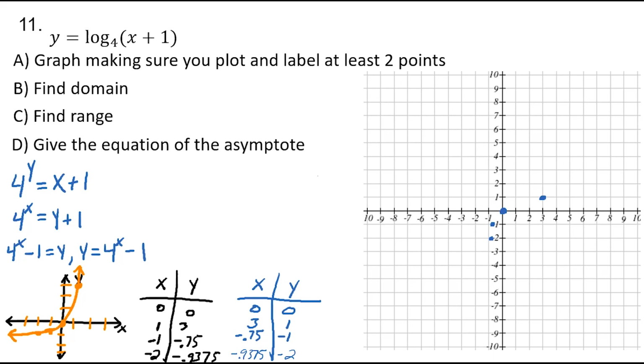Okay, so let's fill this in, and that should be going in this direction, in this direction, something like this. All right, so here's our graph of y equals log base 4 of the quantity x plus 1, and we need to make sure that we label at least 2 points. So let's label this one, 3, 1, here, and then 0, 0, which is there. So there's your graph.